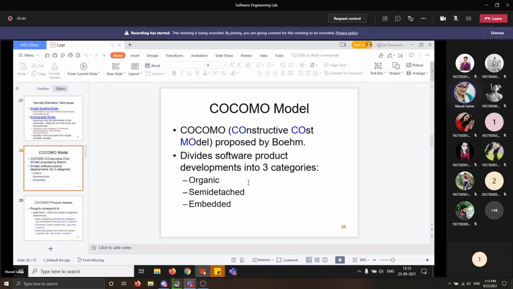So basically, in order to classify a product into these categories, Boehm requires us to consider not only the characteristics of the product but also of the development team and development environment. We can say that the three product categories correspond to application, utility, and system programs, respectively. Normally, data processing programs are considered to be application programs. You know that there are three types of software: application, system software, and utility software.